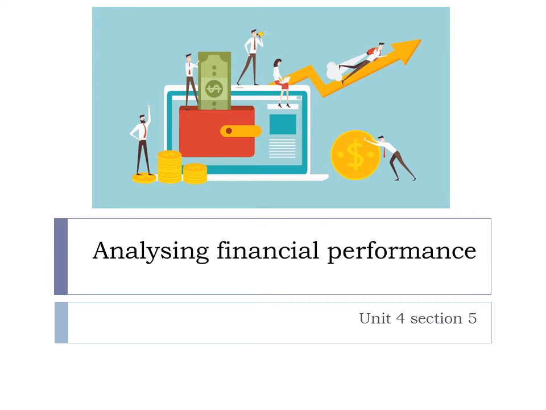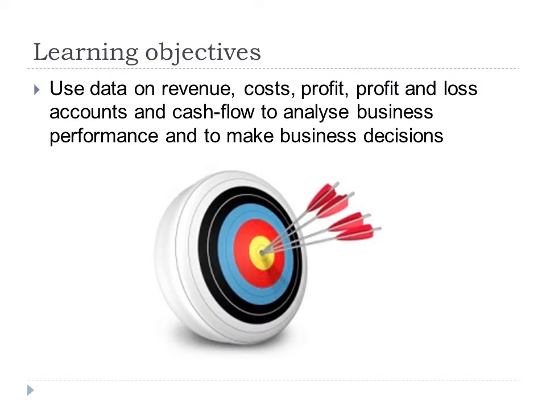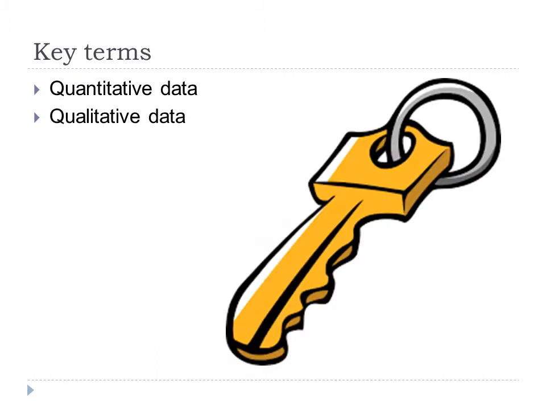Hello, welcome to Unit 4, Section 5, the last section, the Finance Unit. We're looking at analysing financial performance. There's only one objective today, and we're going to use the data on revenue, costs, profit and loss account and cash flows to analyse business performance and to make business decisions.